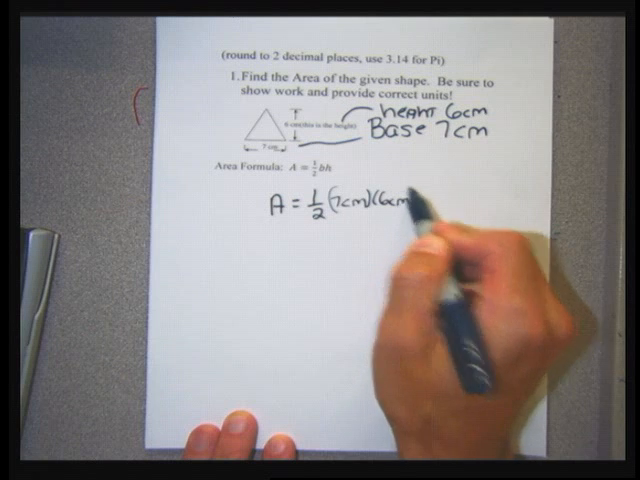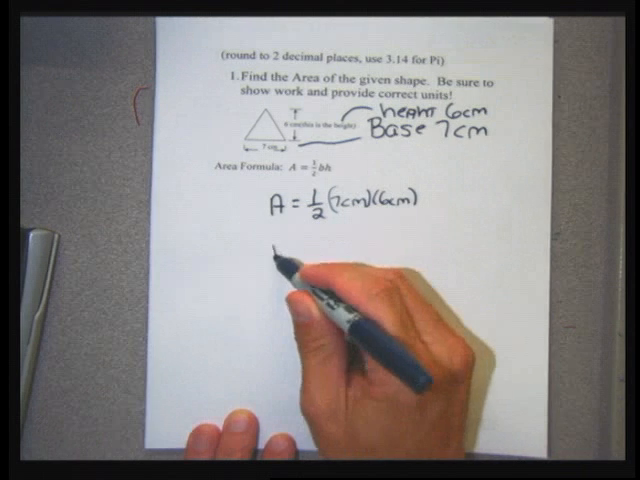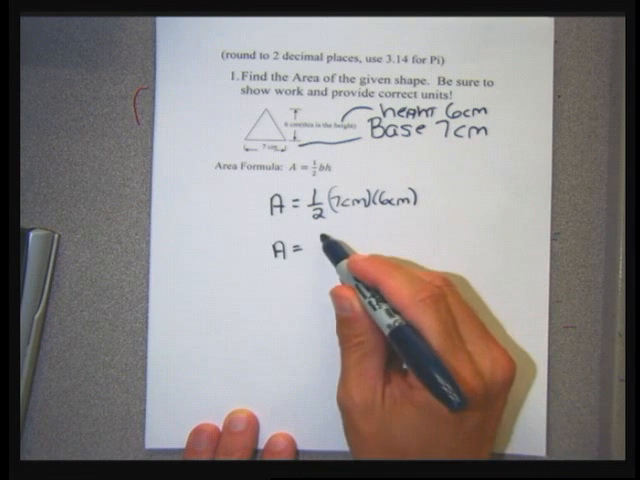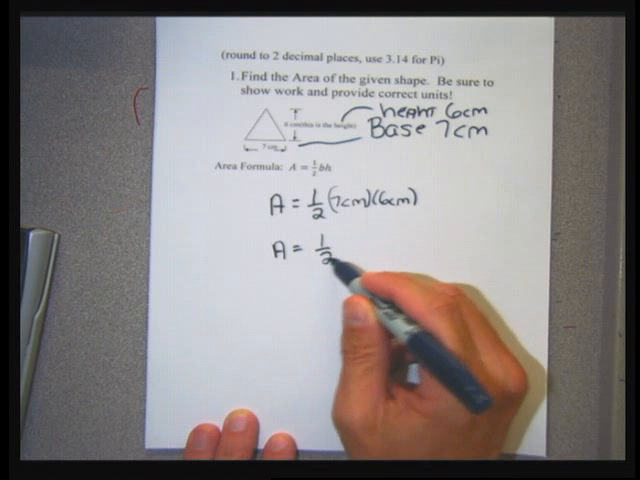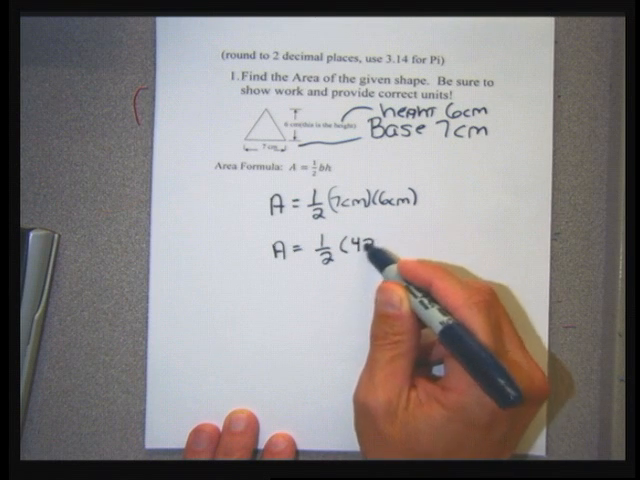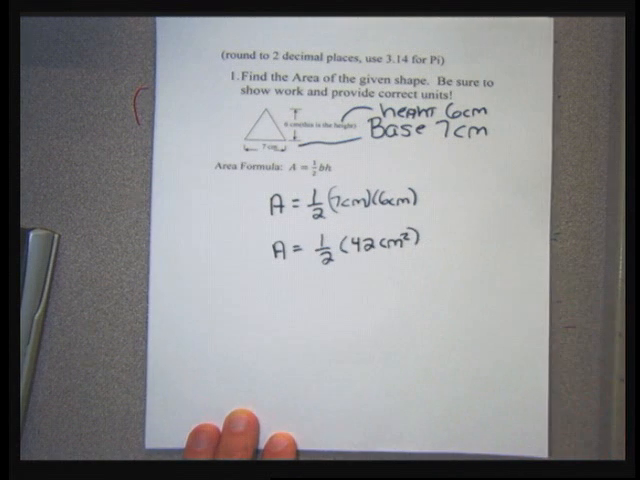Units are important, so I'm keeping my units here. I know that area needs to be square units, so my answer is going to have a square centimeter. I can use my calculator to do this, and I probably can do it without a calculator. I could just do the 7 times 6 first and then take half of it. So without my calculator, I'd multiply the 7 centimeters times the 6 centimeters and get 42 square centimeters. Half of 42 is 21.